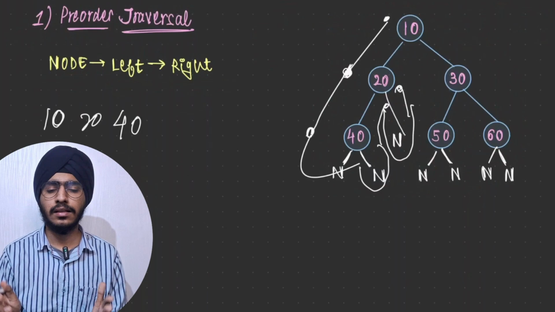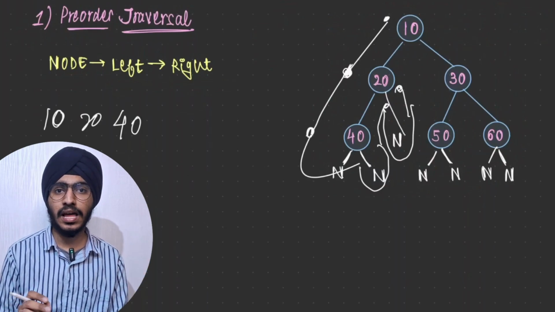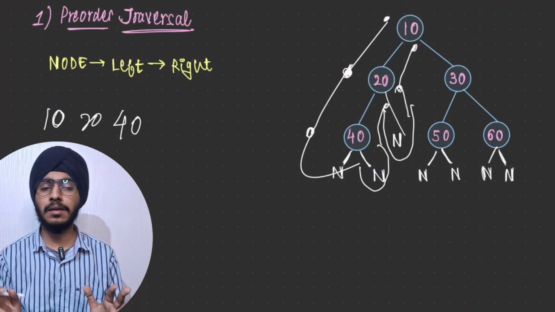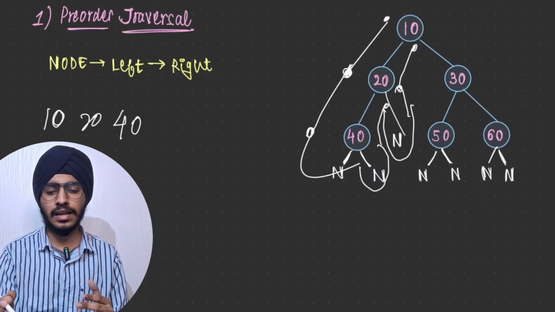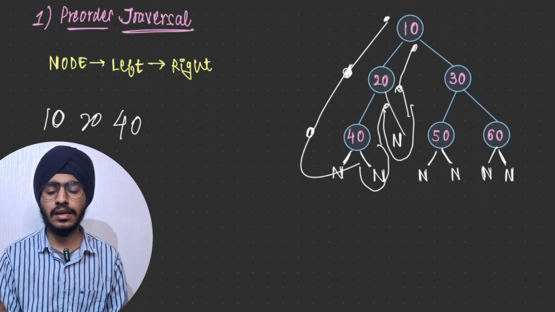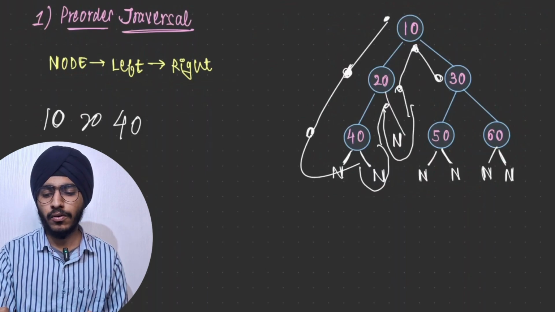Now 20 will say that I am completed. I have printed myself, I have completed my left, I have completed my right. Now come back to 10. 10 will say that my left is completed, right? I have printed myself, I have completed my left. Now it's time to jump to right. So when we jump to right, we will come to 30.